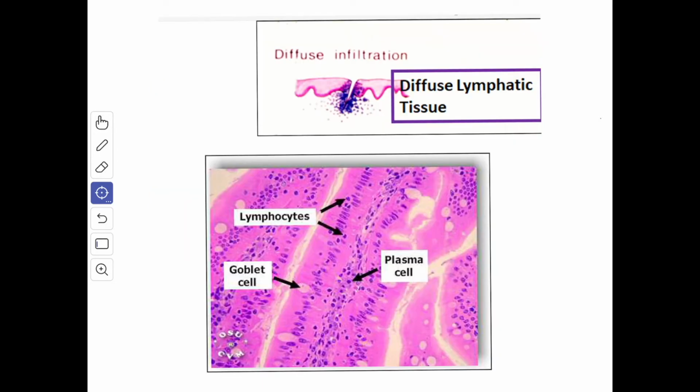Next, we'll see about the lymphoid tissue. The lymphoid tissue may be broadly classified as diffuse lymphoid tissue and dense lymphoid tissue. So first we'll see about the diffuse lymphoid tissue. The diffuse lymphoid tissue consists of diffusely arranged lymphocytes and plasma cells in the mucosa of the large intestine, trachea, bronchi and the urinary tract.